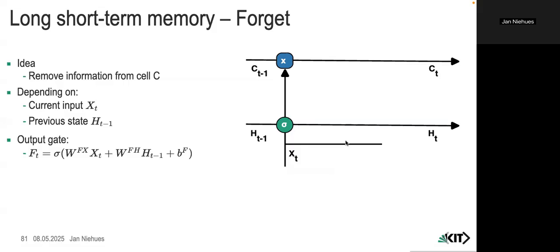And now you have gates defining whether you read or write something to your cell state. The first thing you're doing here is defining whether you want to forget something or not. So should I keep my cell state, or should I remove information from the cell state?